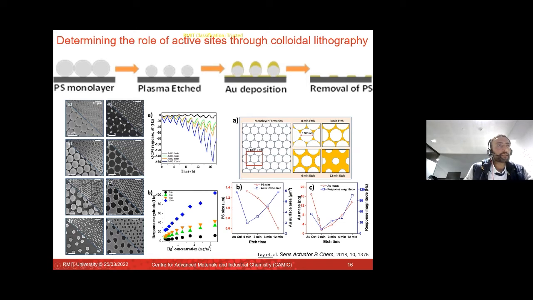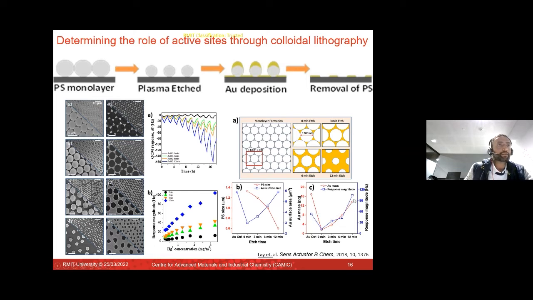But now the interesting thing is the response. Your gold control has a certain response. 8 picogram of mass has been deposited on this QCM. But then as you etch it with 0 minutes, you get a lower response, and then the rest is comparable again to the gold control.